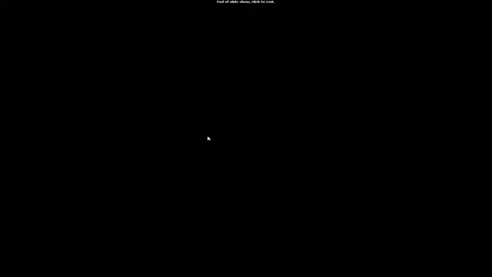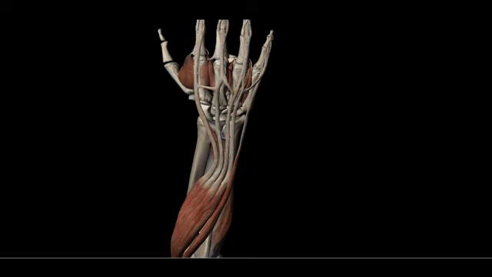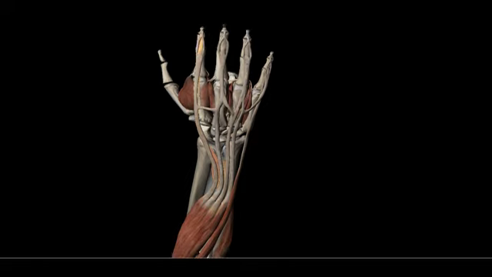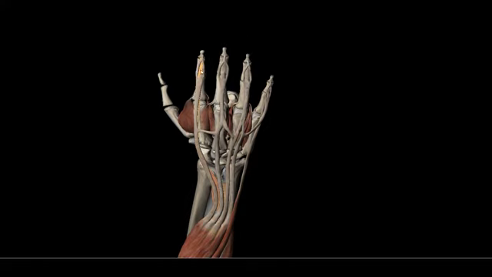So let's take a look at how finger function is created. Let's review quickly the muscles that are responsible for finger extension. And we can see in our model here we have the extensor digitorum, the extensor digiti minimi, the extensor indicis. And if I slide down, we can see that tendon moving all the way to the distal phalanx.